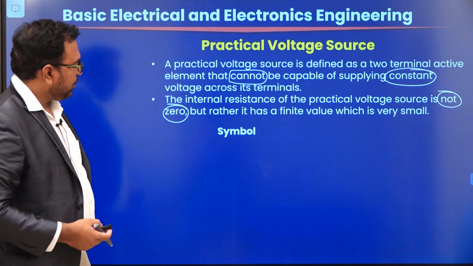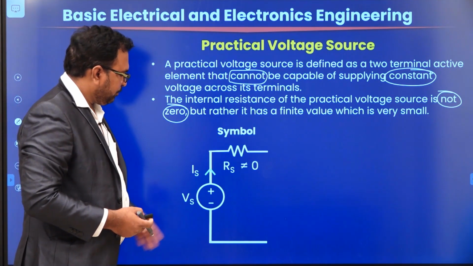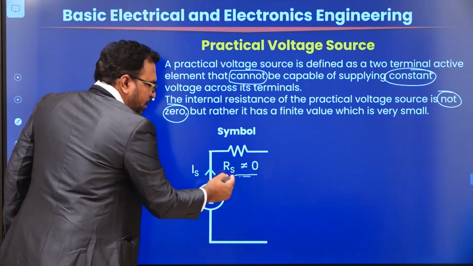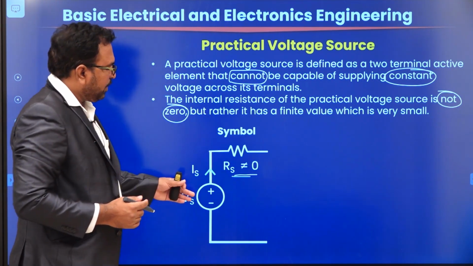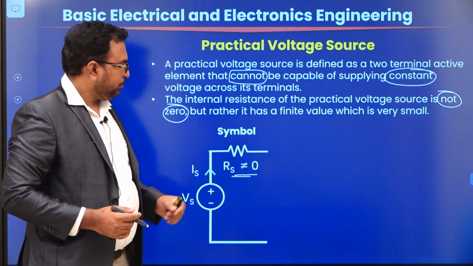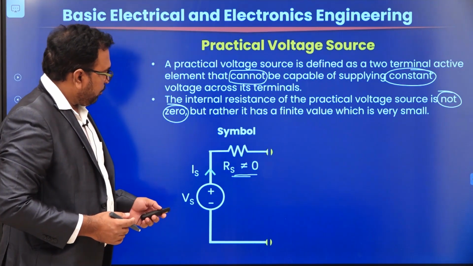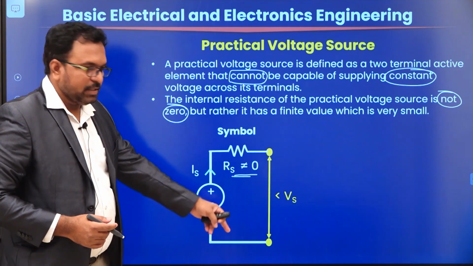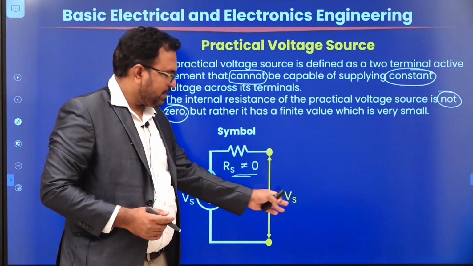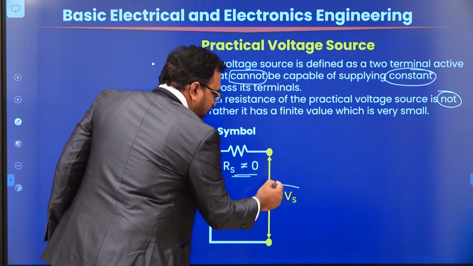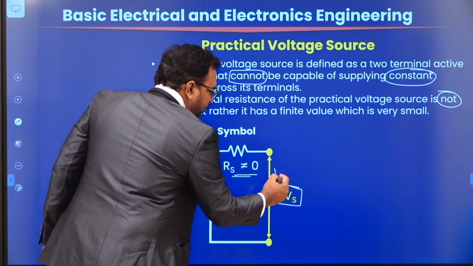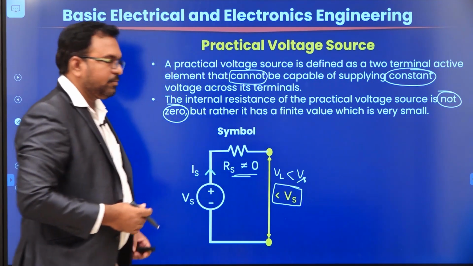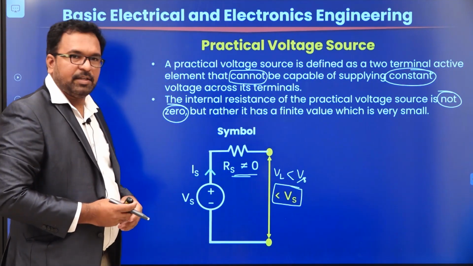So the symbol used to represent a practical voltage source is, we are going to consider a resistance here. Keep in mind, the internal resistance of the practical voltage source is not equal to 0. Now if you measure the voltage across the terminals, the voltage is always less than Vs. So what is the voltage across the terminal? So VL is always less than Vs. Why? Because of this internal resistance.